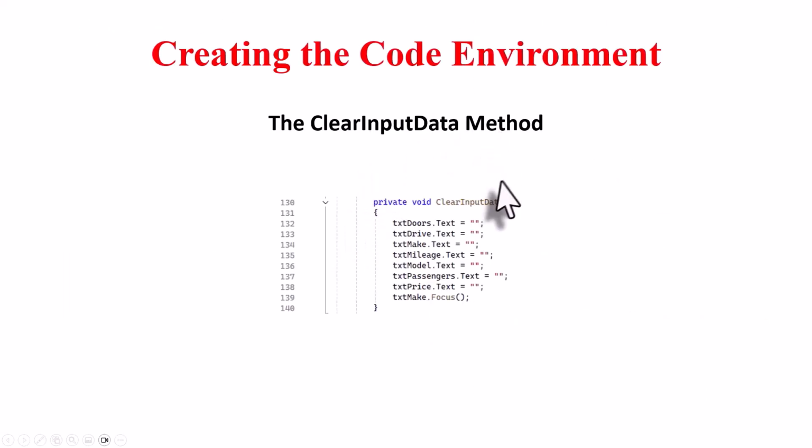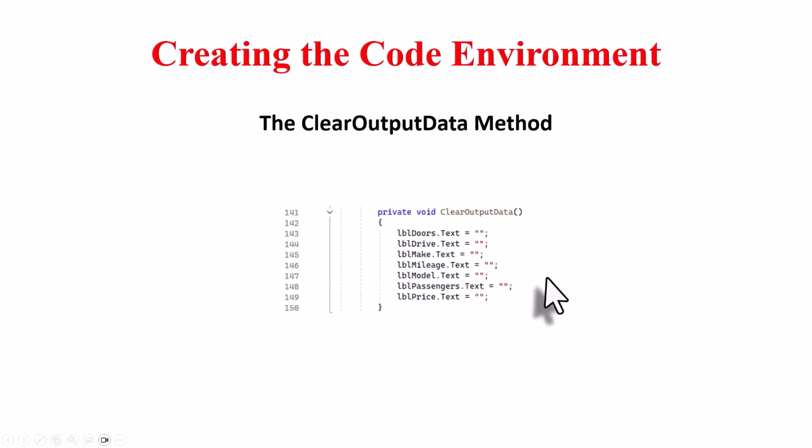The clear input data is going to do nothing more than take all of our text boxes and wipe them out. Doors, drive, make, model, mileage, passenger, price. And we're going to set the focus on the make so that the user is ready to start typing in at the make piece. The clear output data clears all the labels. So you see the label doors, drives, make, mileage, model, passenger, and text are all cleared at this point as well. That's all there is to setting that piece up.